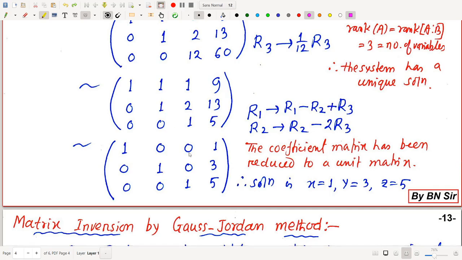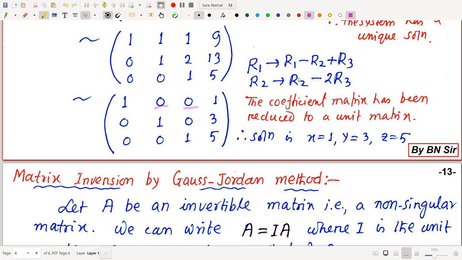1 minus 1 will be 0. Okay, correct. Then 1 minus 2 will be minus 1, and if we add R3, 1 minus 2 is minus 1, and plus 1 it will be 0, correct. And then 9 minus 13 will be minus 5, minus 4, and when 5 is added it is plus 1. Okay, correct. R1 changes to R1 minus R2 plus R3. First row changes to first row minus second row plus third row. You have got these two elements 0.